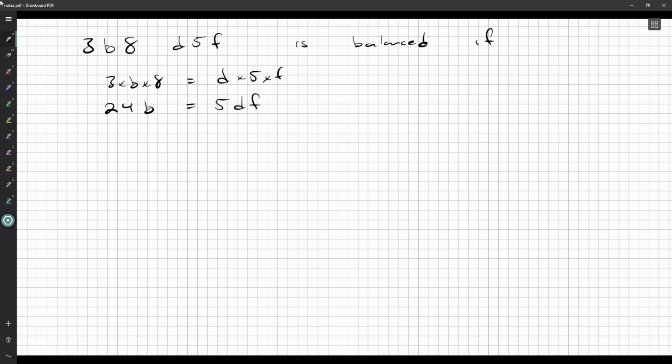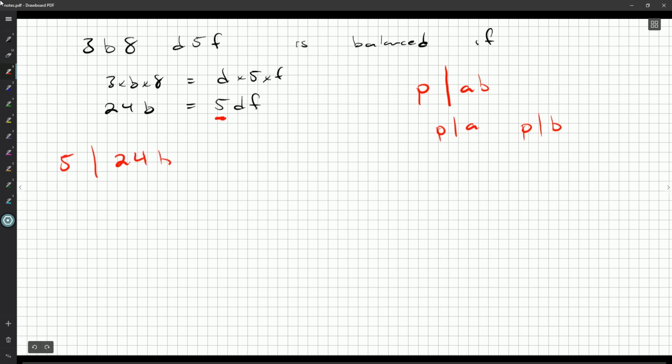Okay? So, what can we do? We need to figure out all the possible b's, d's, and f's. Now, one thing you can notice is 5 over here. 5 is a prime number, and prime numbers have a very nice property. If p is a prime and you know p divides a product, then p has to divide at least one of the factors of that product. So 5 must divide 24 times b. So 5 must divide either 24 or b, or maybe both. But of course, 24 is impossible. So 5 divides b.